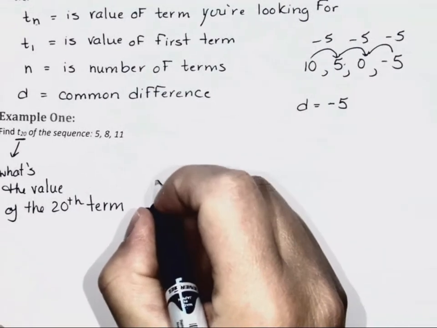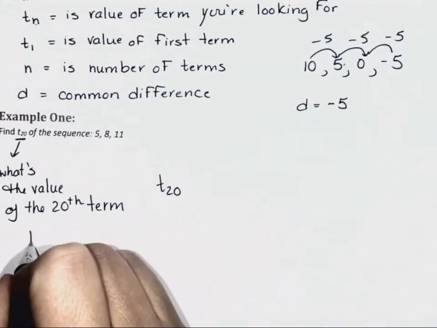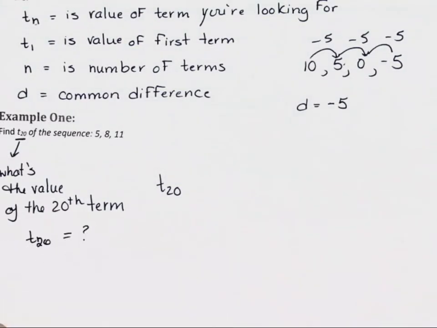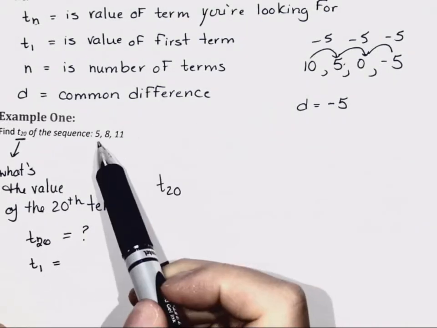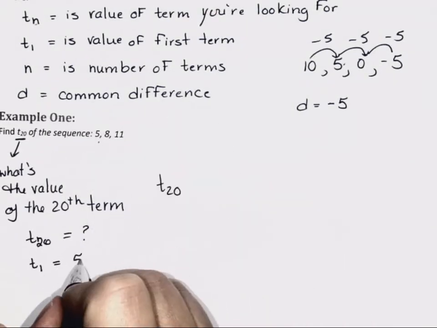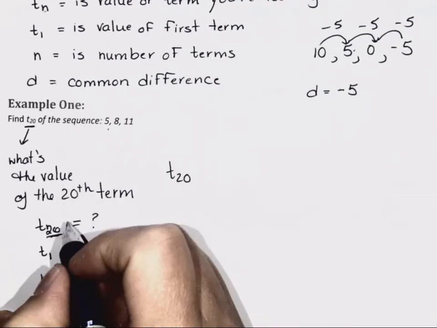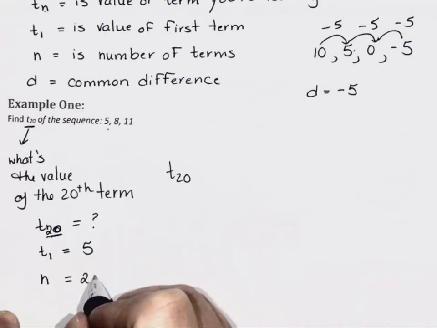So we're trying to find the 20th term. So I like to do this, T20. I don't know what it is. What's the value of the first term? Well, it's given in the sequence, so the value is 5. N is the number of terms, so that's supposed to be a 20, not a 26, just in case anybody's wondering. So N should match this, so that's 20.